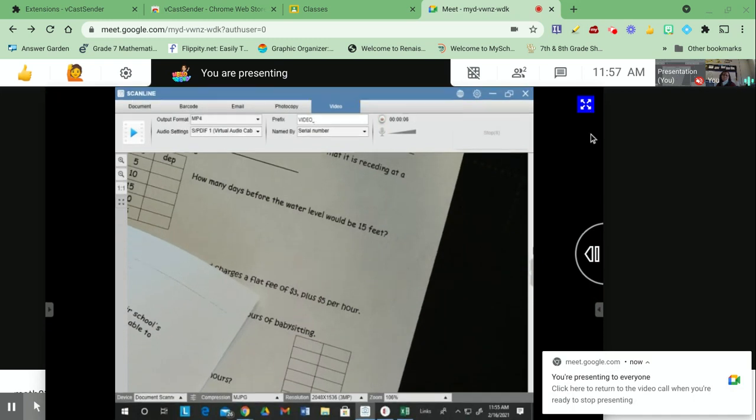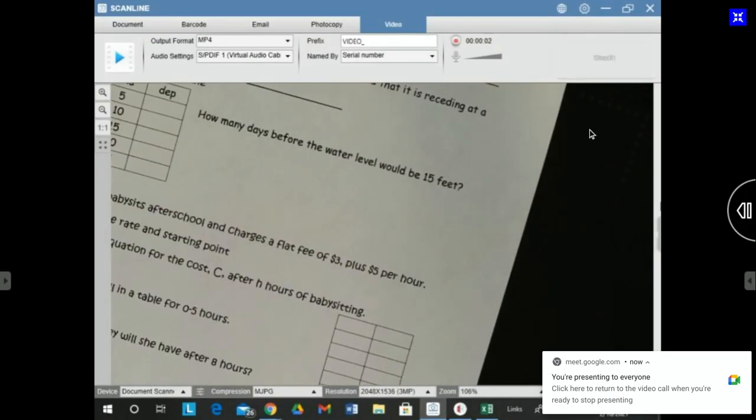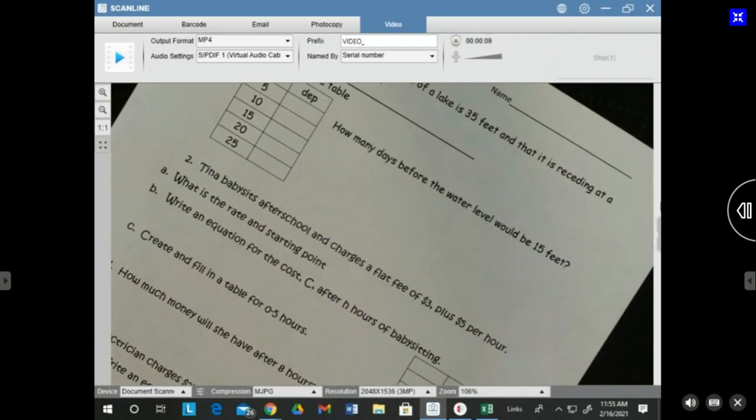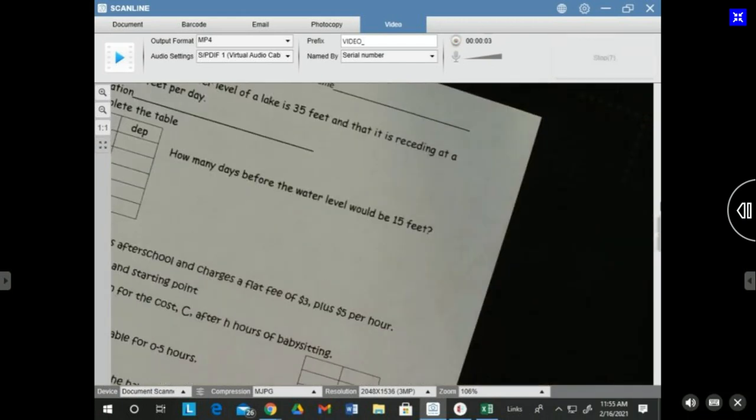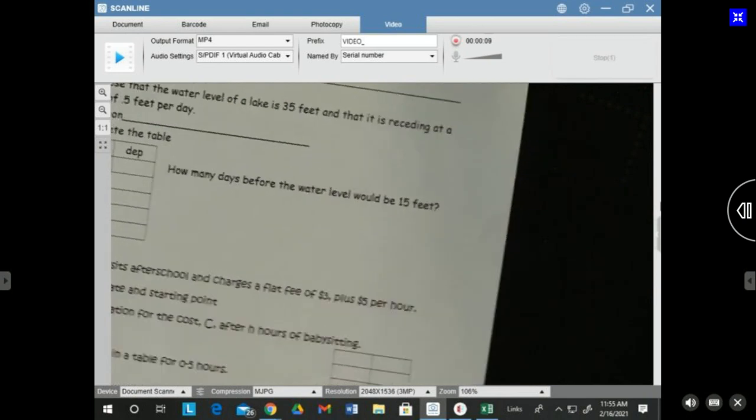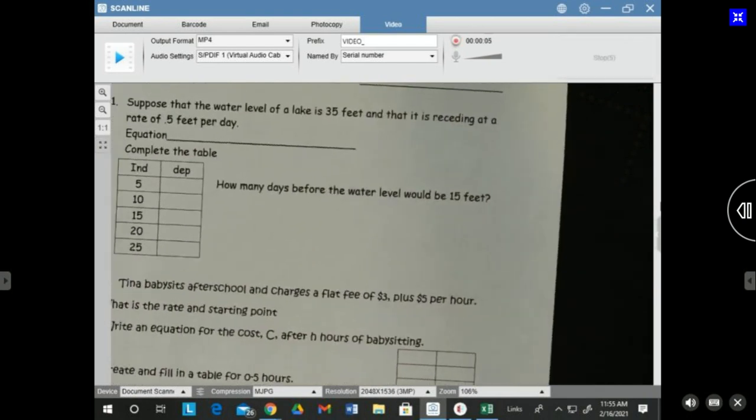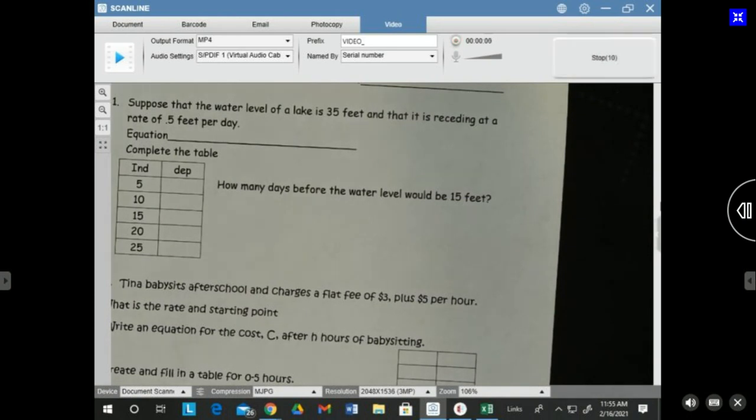Okay, so first one. Suppose the water level at a lake is 35 feet and that it is receding at a rate of 0.5 feet per day. What does receding mean, guys? Ever go to the beach? You start out in the morning and the water is right here, but then it gets a little bit farther and farther away because it's receding.